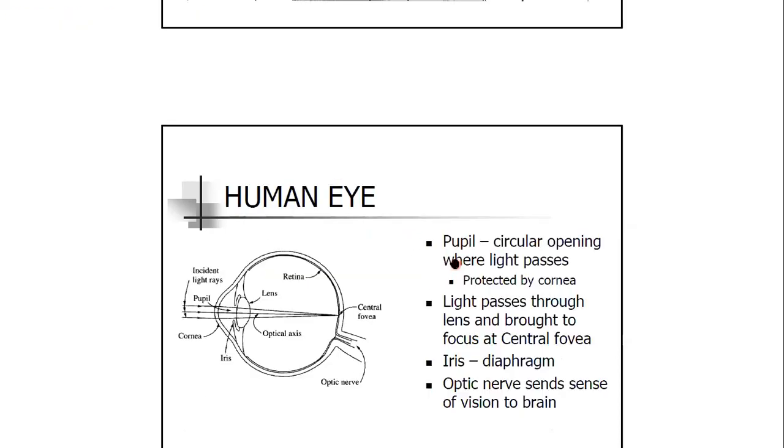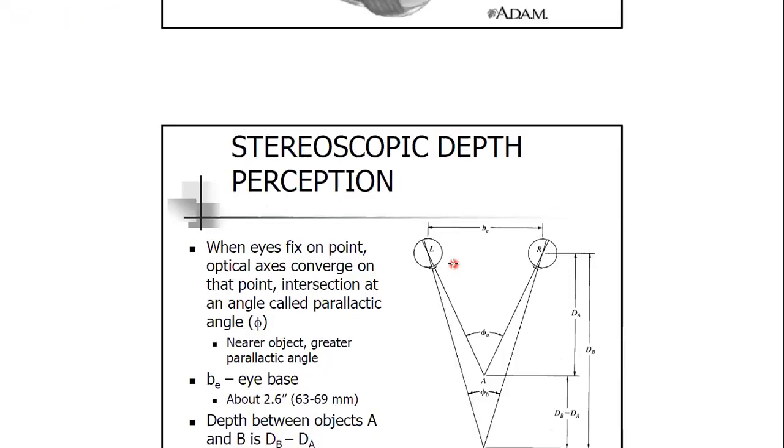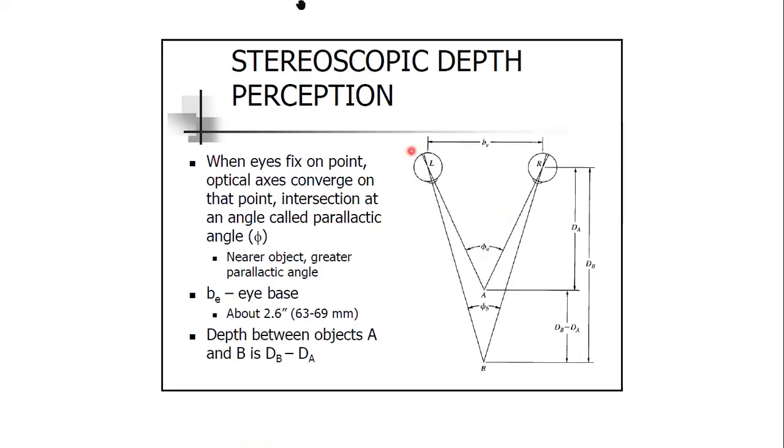How do we tell if objects are really close? By stereoscopic means. We make use of the so-called parallactic angles. So the parallactic angles help us to determine, they are the phi A and the phi B. This angle here and that angle, they help us to determine the difference between them.